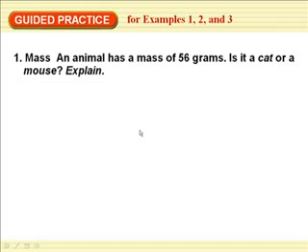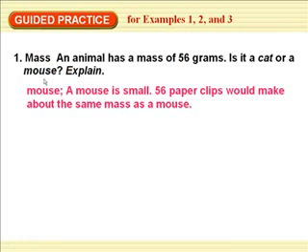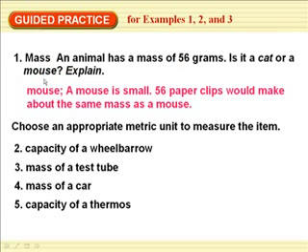Okay, mass. An animal has a mass of 56 grams. Is it a cat or a mouse? 56 grams would be 56 paper clips, right? 56 paper clips are pretty little. Cats can be pretty big. I'm looking at my desk where I have my paper clips and it's not very big. I'm going to say it's about the size of a mouse because 56 grams is not going to be big enough for a cat. A mouse is small, so 56 paper clips would make about the same mass as a mouse. I agree with that.